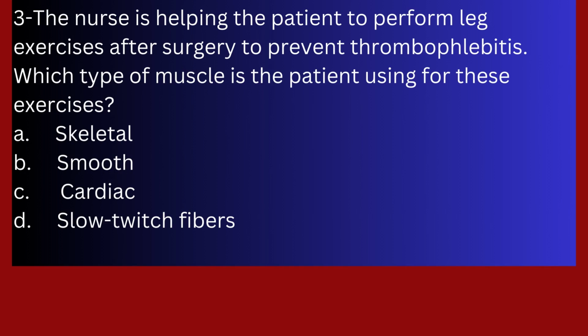Question number 3. The nurse is helping the patient to perform leg exercises after surgery to prevent thrombophlebitis. Which type of muscle is the patient using for these exercises? A. Skeletal. B. Smooth. C. Cardiac. D. Slow twitch fibers. The answer is A. Skeletal.